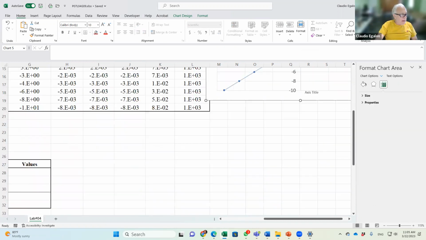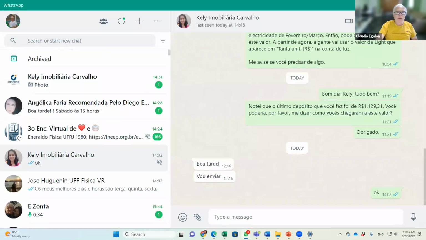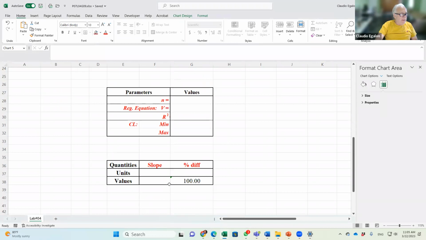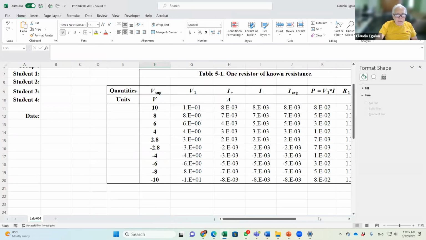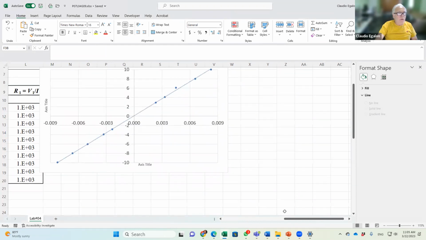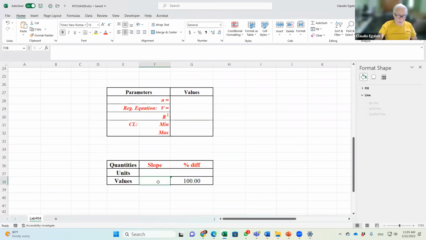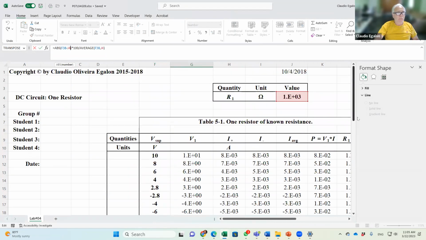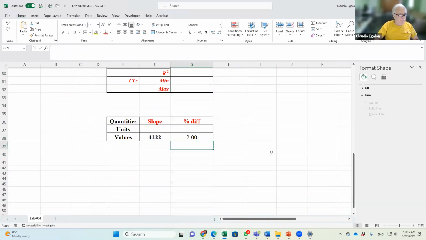You want to know the percentage difference between the experimental value and the theoretical value. You put the slope value right in here, right? How much was that again? 1,222. I'm getting only 2% difference compared to the measured value. Okay.